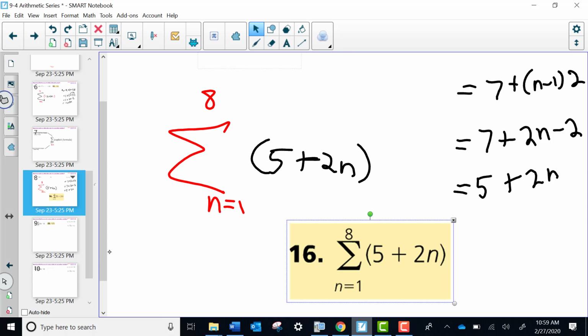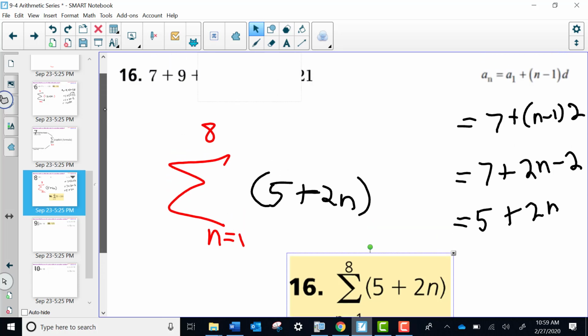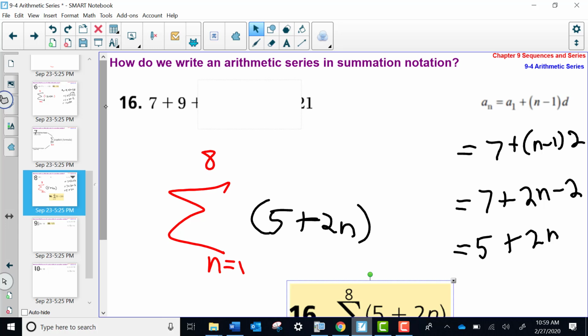Okay. Juliet? Wait, how do you get the 8 on top? The number on top is the number of terms. And you know how to find the number of terms? Yeah. All right. Maria G? Don't you know that n equals 1? It's always going to be n equals 1. N equals 1 just tells the calculator to start from the first term, which means to start from 7. If you put n equals 2, the calculator is going to start at 9 instead of 7 and give you the sum starting from 9 instead of 7.